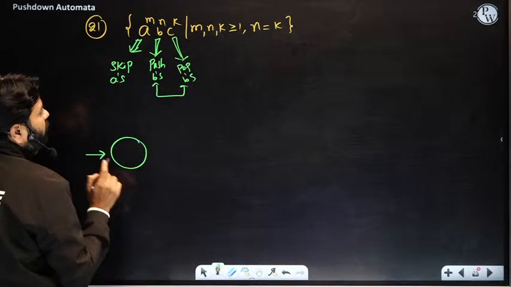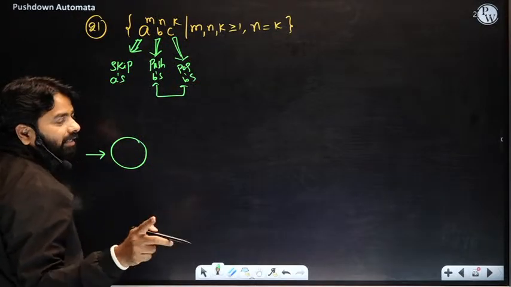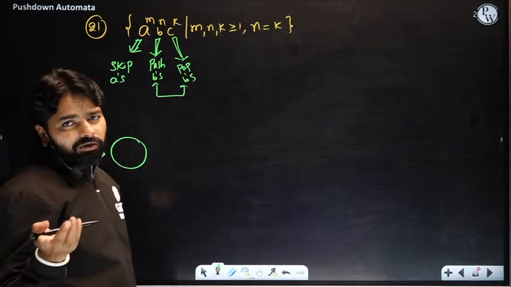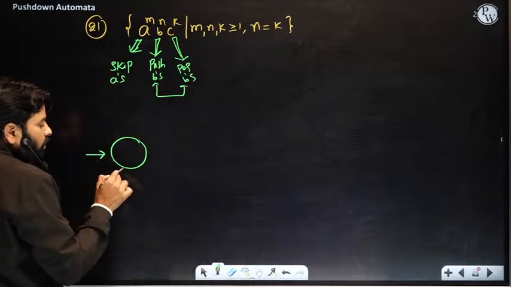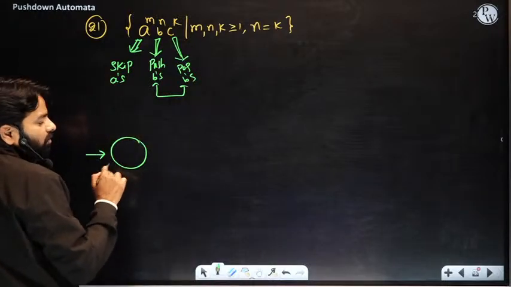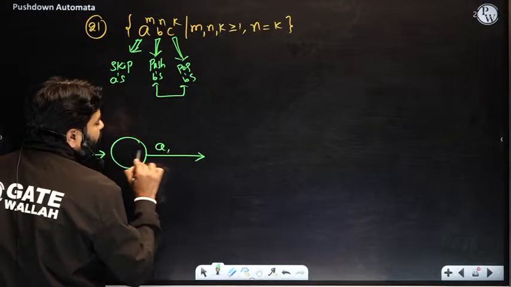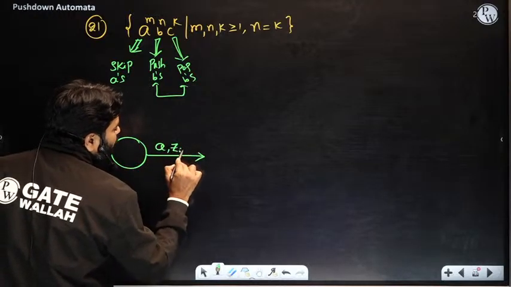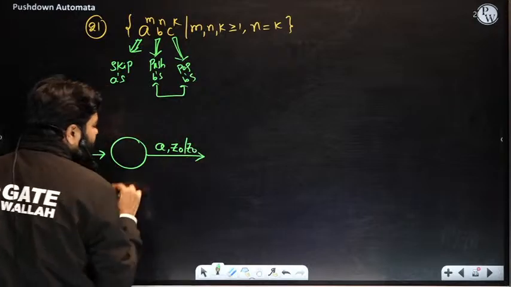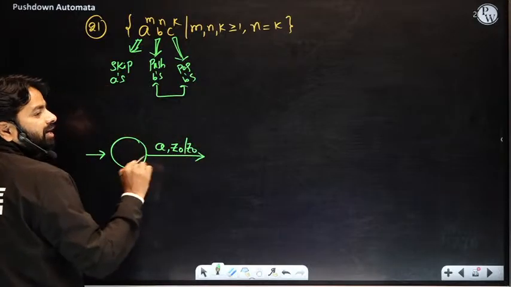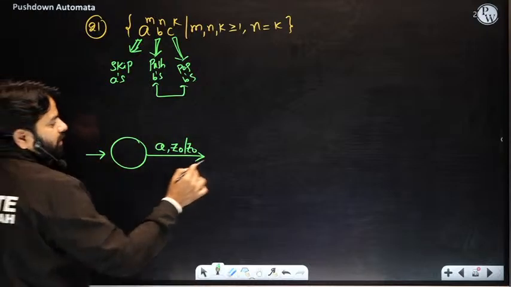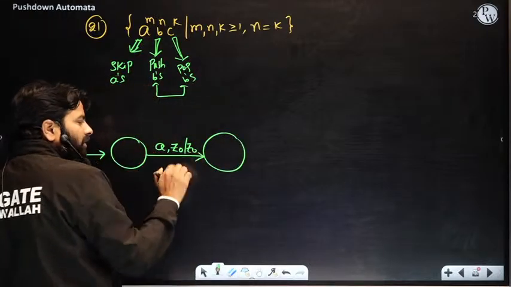Initially, definitely A's should happen, that is guaranteed, right? If not, then you don't understand. So here don't put a self loop of A comma Z naught. What you do is at least one A should happen. For that we need to change the state to understand at least one A happened. If you put a self loop, then B comma Z naught will not understand whether A happened or not. So this will guarantee at least one A happened.